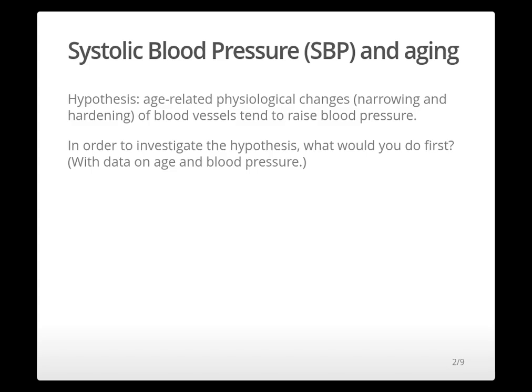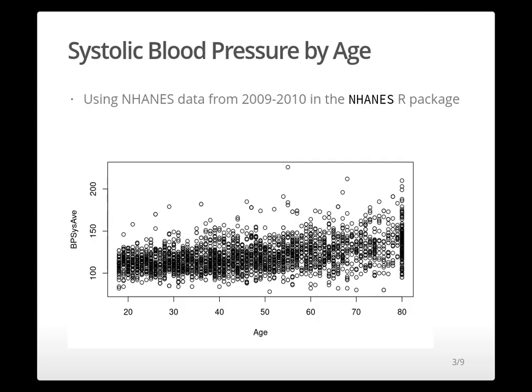Suppose we hypothesize that age-related physiological changes of blood vessels tend to raise blood pressure, because of age-related narrowing and hardening of blood vessels. Actually, this may be a well-established fact rather than a hypothesis. Anyway, in order to investigate the hypothesis, what would you do first if you have data on age and blood pressure? A typical way to start data analysis is to plot systolic blood pressure against age, as shown in this figure.